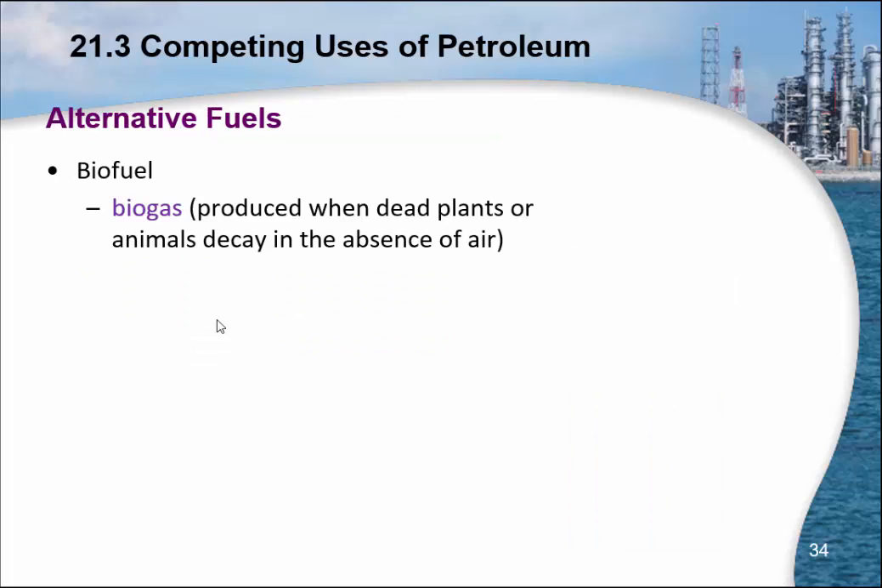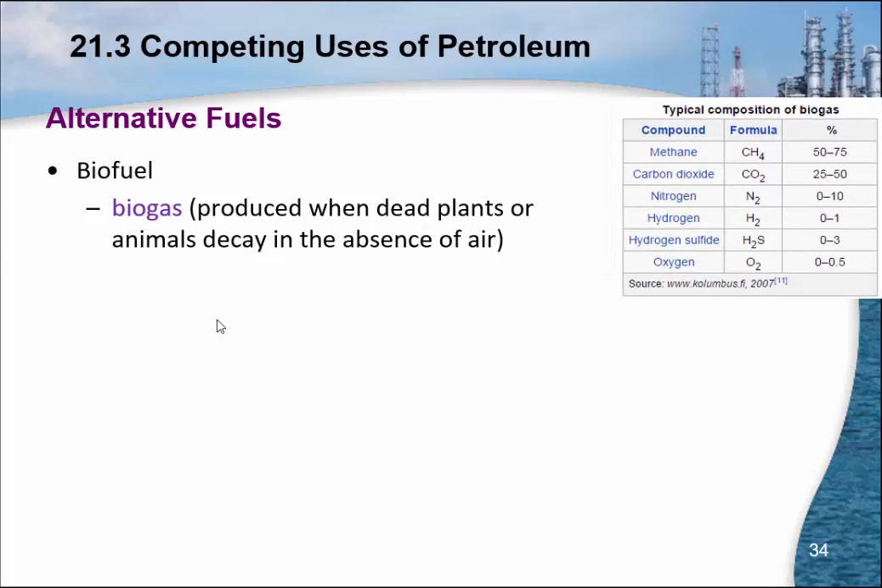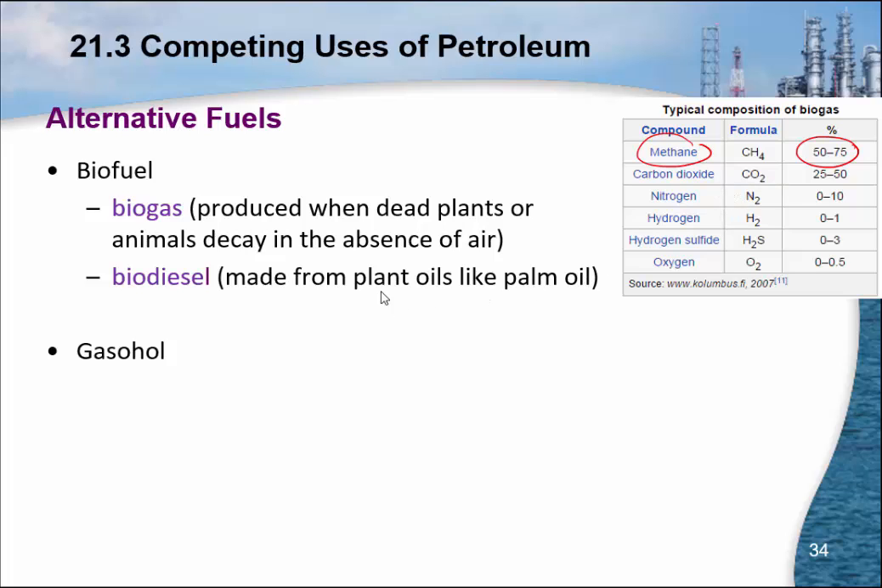So what are alternative fuels? It refers to biofuels, biogas. Biogas is produced when dead plants or animals decay in the absence of air. So this is basically the composition of biogas, mainly methane, about 50 to 75% methane, and some carbon dioxide also. Biodiesel is made from plants like palm oil.